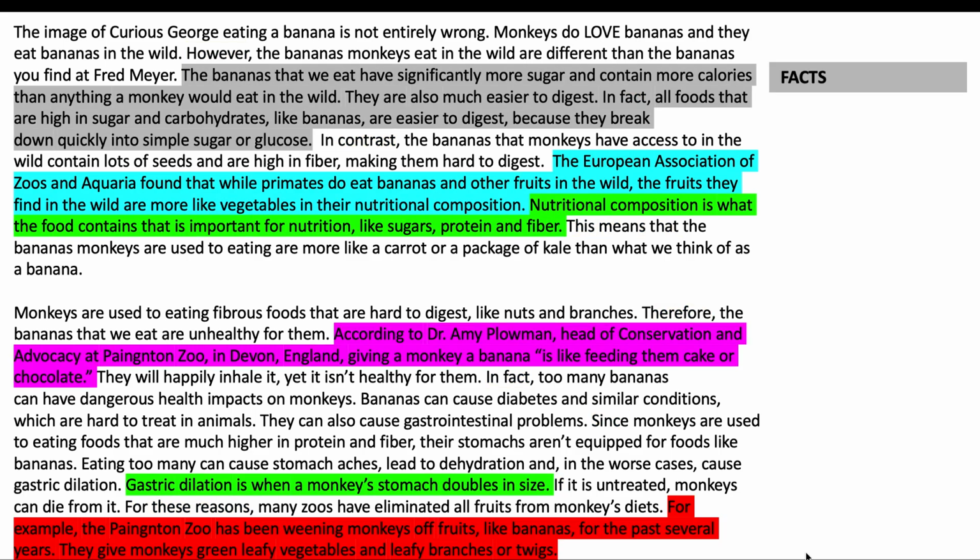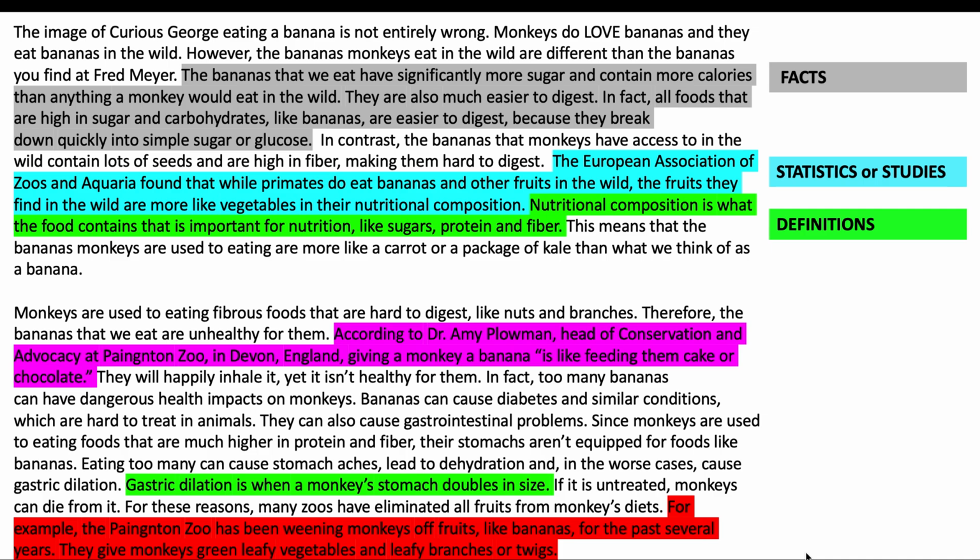Some of the other strategies that I used were I used tons and tons of facts. You have so many facts on the topic that you researched, so you will use lots of facts to elaborate. I also used a study. You may find some really great statistics as well, so you can use statistics or studies. So here's the study that I found. The European Association of Zoos and Aquaria found that while primates do eat bananas and other fruits in the wild, the fruits they find in the wild are more like vegetables in their nutritional composition.